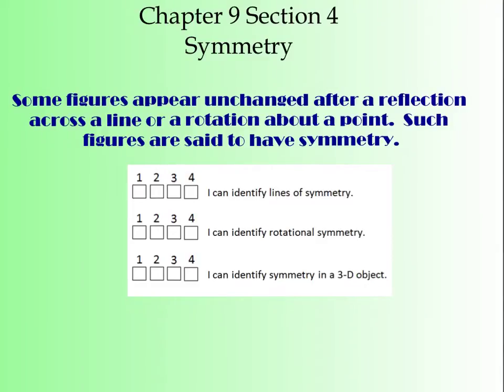In section 9.4, we're going to be looking at symmetry. We'll look at a few different ideas. First of all, identifying lines of symmetry, identifying rotational symmetry and the angle of rotation, and then also identifying symmetry within a 3D object.